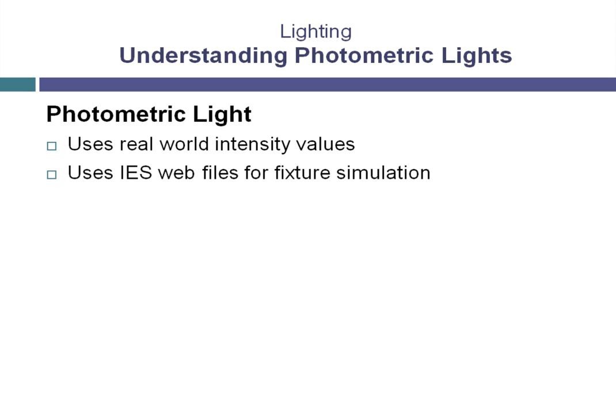Photometric lights are also able to use something called a photometric web, or IES data file, in order to simulate a physical light fixture. These files describe the distribution pattern of the light and provide a way of creating highly realistic lighting setups. This pattern is also dependent on real-world scale. Because of this, it's very important that your scenes are created with real-world scale.